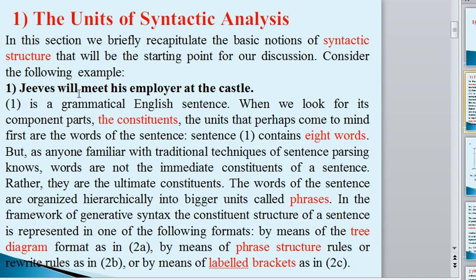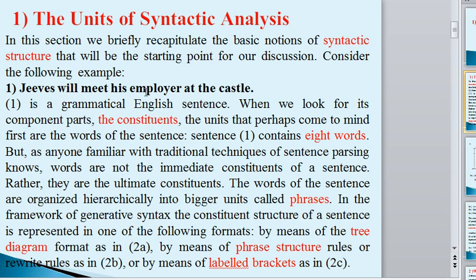So if I ask you about the phrases in this sentence, you say that Jeeves is a noun phrase. Will meet his employer at the castle is a verb phrase. So each sentence consists of a subject and a predicate. This is the verb phrase. So this sentence consists of two main phrases, noun phrase and verb phrase.